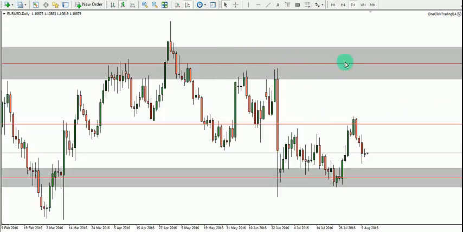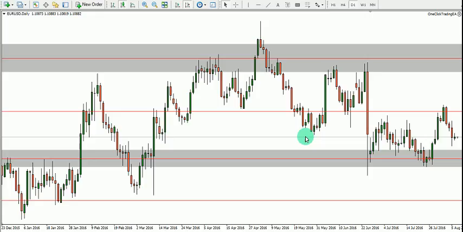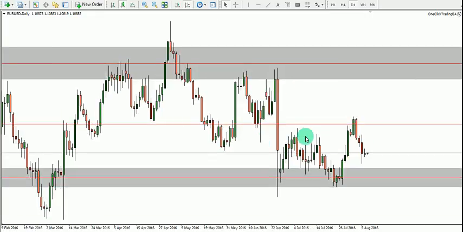Other than risking 2% on the well defined zones, just risk 1% on the not well defined ones. All right, so that would be all.